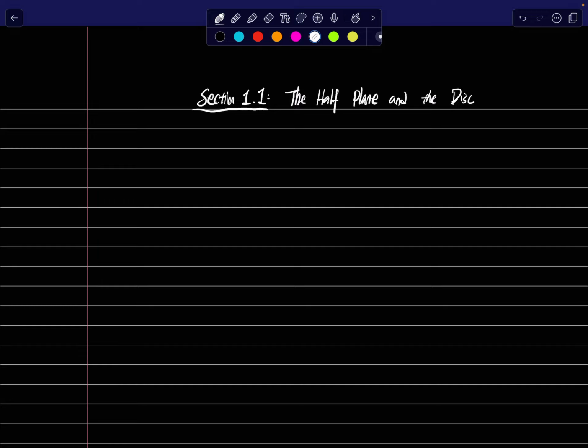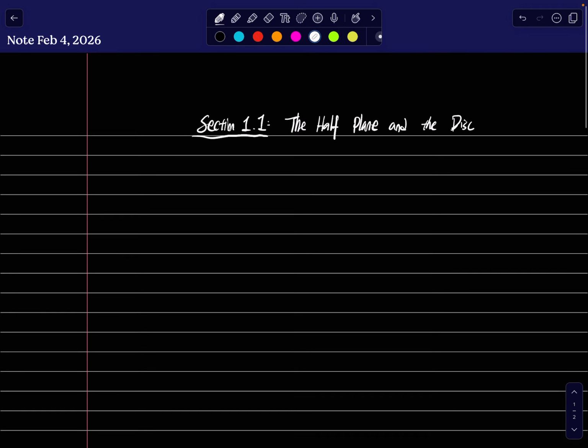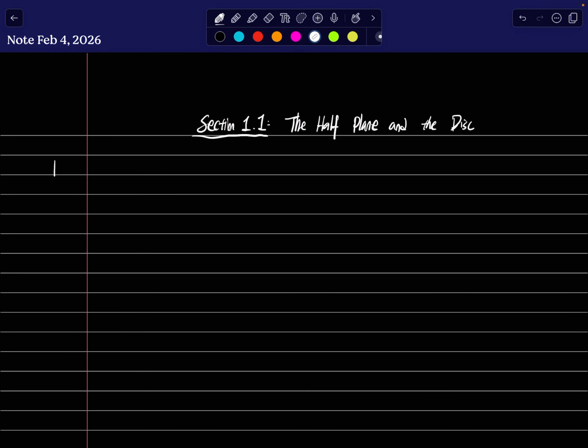So let us start with our construction on the upper half plane. We denote H to be the set of all z in C such that the real part of z is positive. I'm so sorry, the imaginary part of z is positive. And we denote this as the upper half plane. And usually, R as usual is the real line.